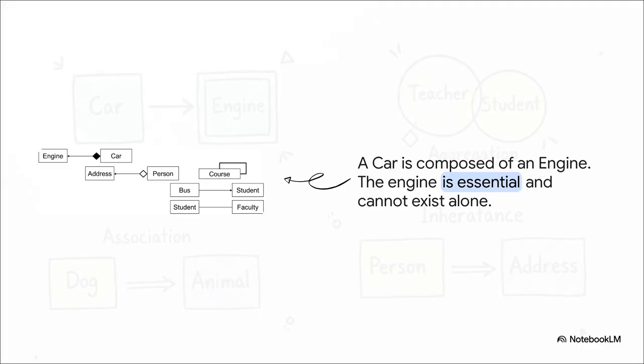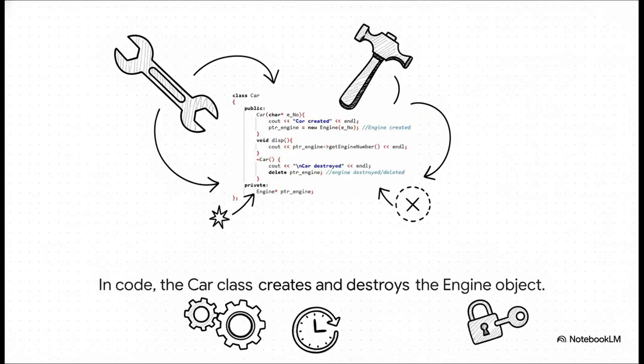The classic example everyone uses, and for good reason, is a car and its engine. The car is composed of the engine. An engine can't belong to two different cars at the same time, and if the car gets totaled and sent to the scrapyard, that engine is going with it. So what does this actually look like in code? Well, check this out. Inside the car's constructor, a new engine is created. Then, when the car object is destroyed, its destructor is called, and delete ptr engine gets rid of the engine. The car object is in complete control of the engine's entire life.